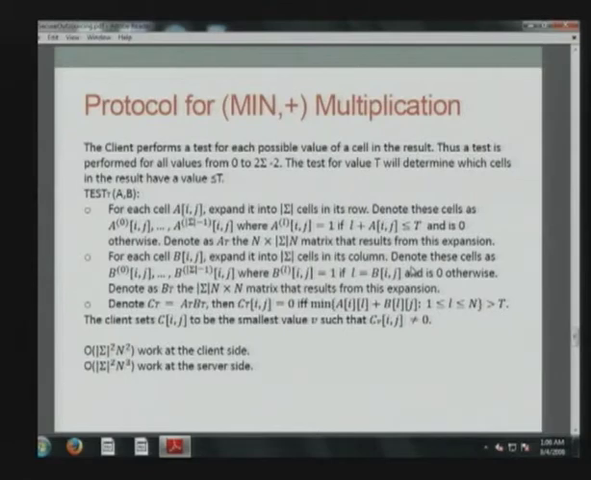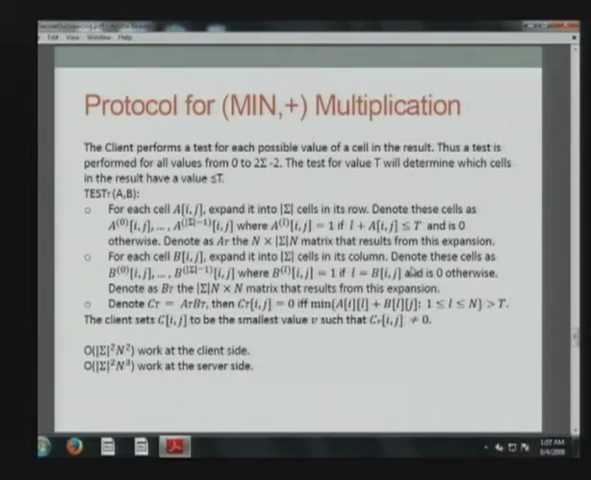For min plus multiplication, the client in this protocol performs a test for each possible value of the cell in the result C. We have a range of all the possible values, and we call it sigma. This is a parameter to our protocol. So the client checks each possible value. A test is performed for all values from 0 to 2 sigma minus 2, and the test for value t is like this.